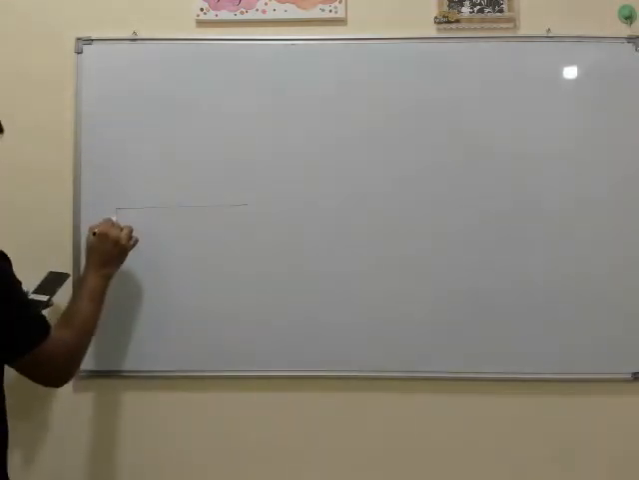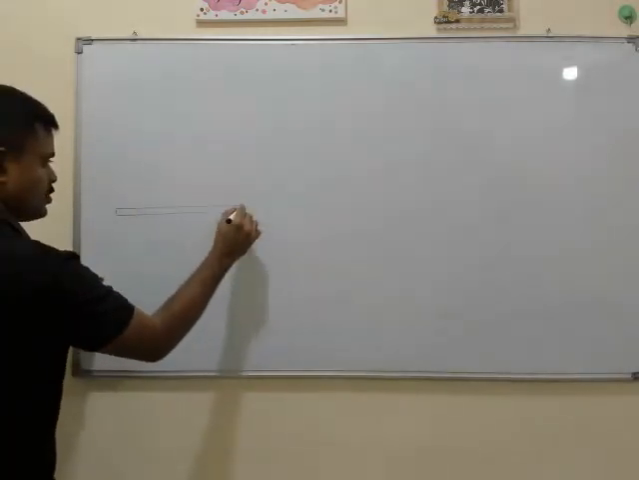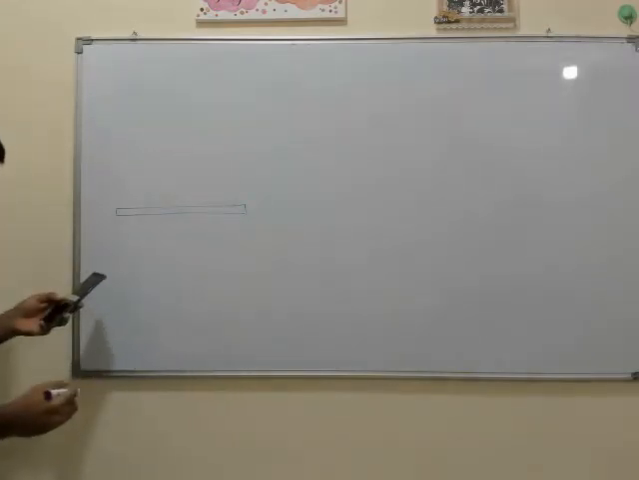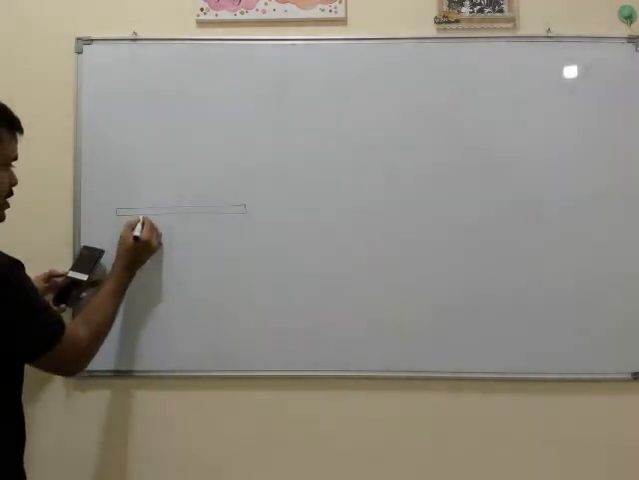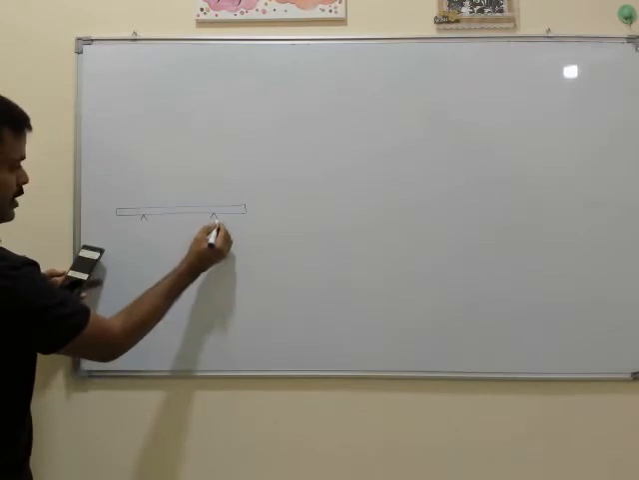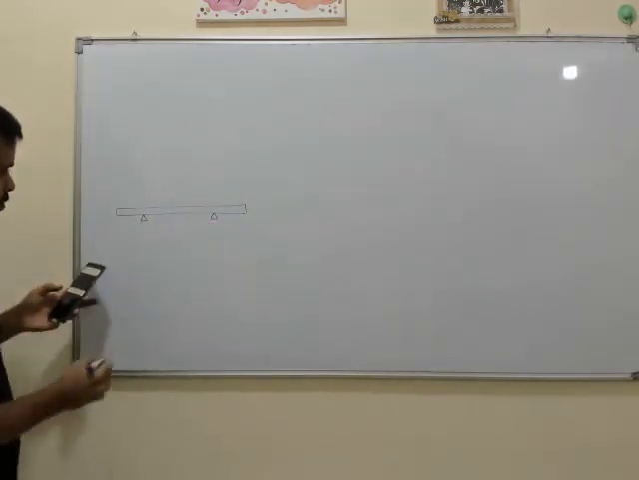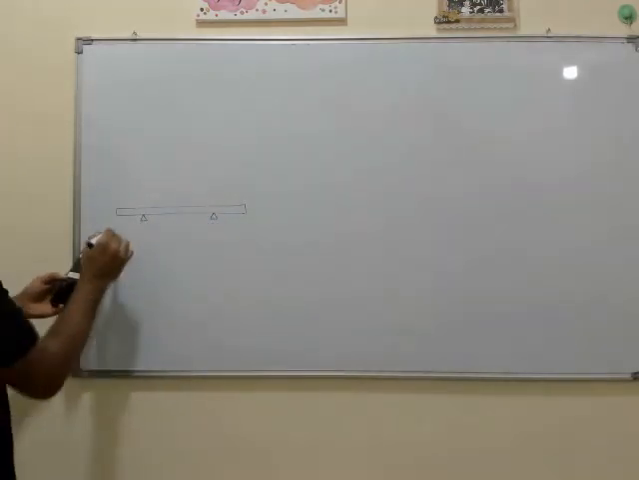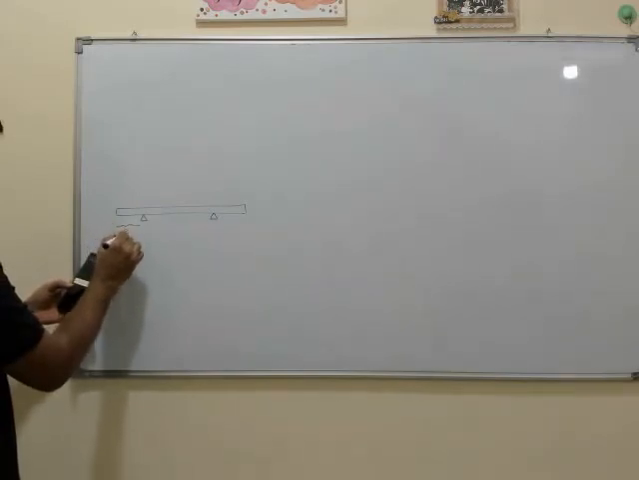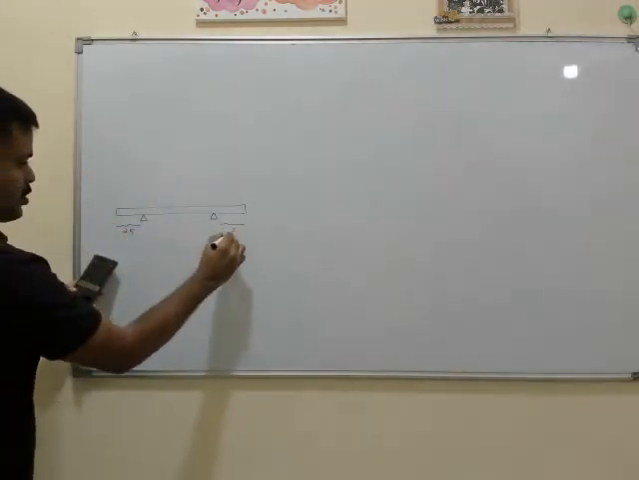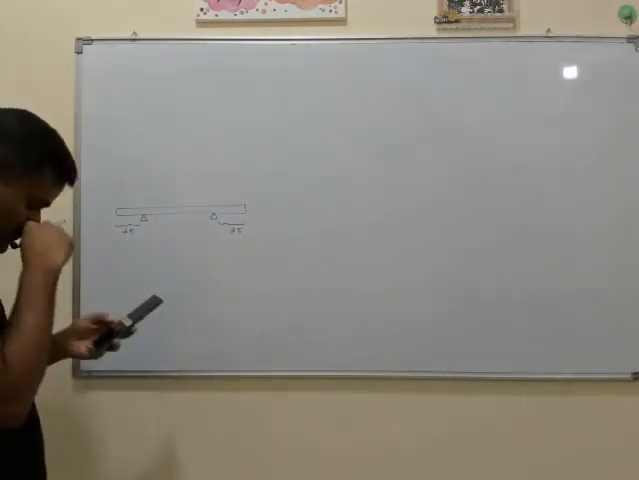The rod has a length of 2 meters, and it is being supported here on two wedges. And this distance they have given is 25 centimeters, and this is also 25 centimeters.